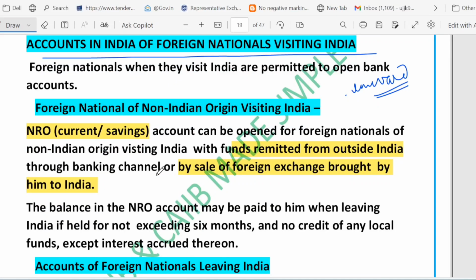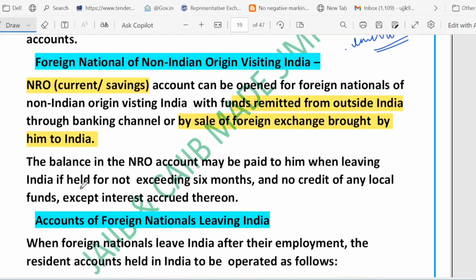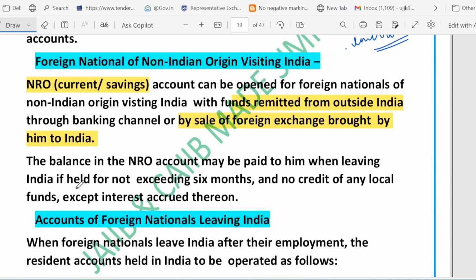Now the next point: when can the foreign visitor take the money out? So this is a key point. If the NRO account is held for more than 6 months, the visitor may have the balance paid to them when they leave India. This makes it handy for a short trip.